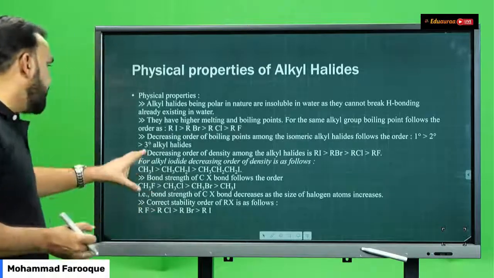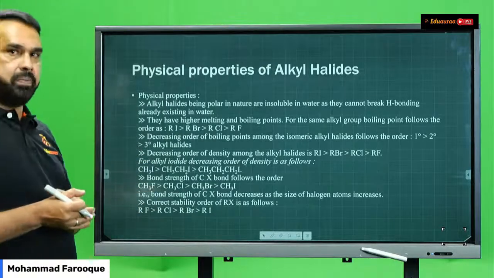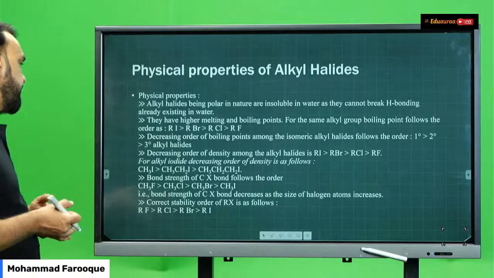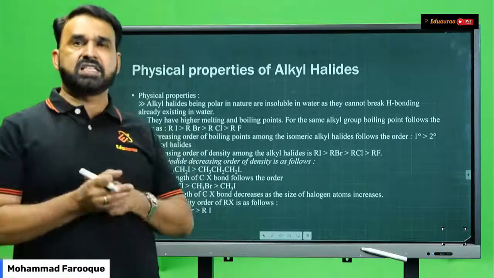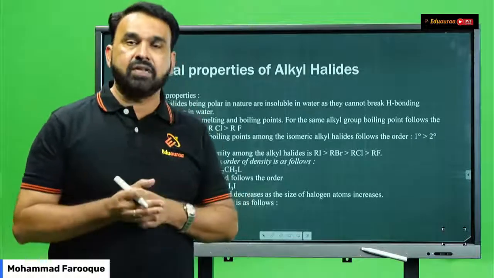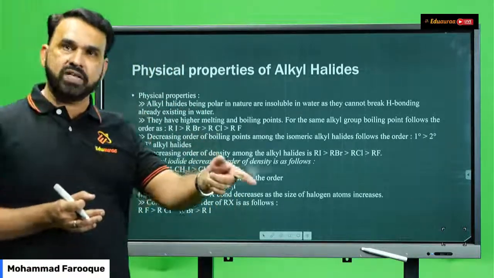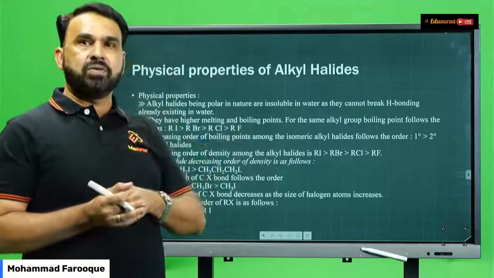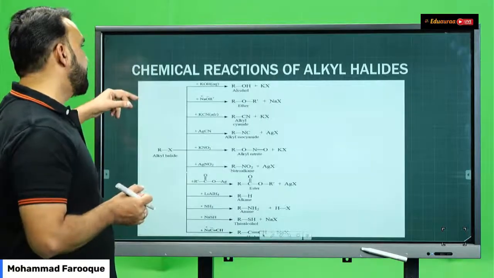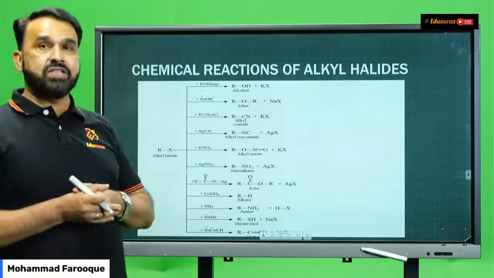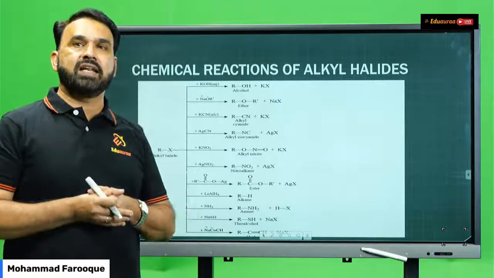Right, students? So here we proceed with the physical properties. All the physical properties are in front of you, students. Go through the physical properties, read the textbook properly, and understand the physical properties, so that if they ask you questions, you can come to the correct answer. Once we have understood briefly the physical properties, let us summarize, students, the chemical reactions of alkyl halides.